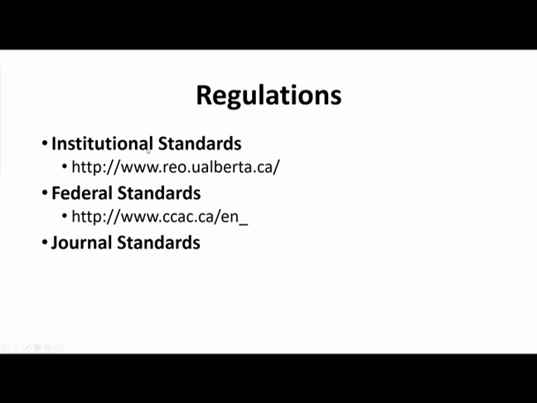Basically, our institutional standards have to fit within the federal standards. Some institutions are even more strict than federal standards, but they tend to work fairly well hand in hand. And we also have standards at the level of the journals. So the whole point of doing research is to conduct your experiments, collect your data, and then publish your data in a journal so that others can see your work. In order to be published in any journal, you have to meet the ethical standards of that journal.